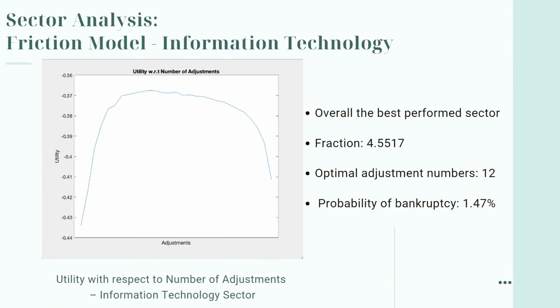After obtaining some insights from the frictionless model, we are going to further extend our model to a friction model that includes the transaction cost. We would start with the best performer in return among all sectors, which is the information technology sector. We obtained an optimal fraction of 4.55 and an optimal adjustment number of 12. These two numbers are large when compared to other sectors since this sector has the best performance. However, the probability of bankruptcy is not zero given that the fraction itself is still dangerous.